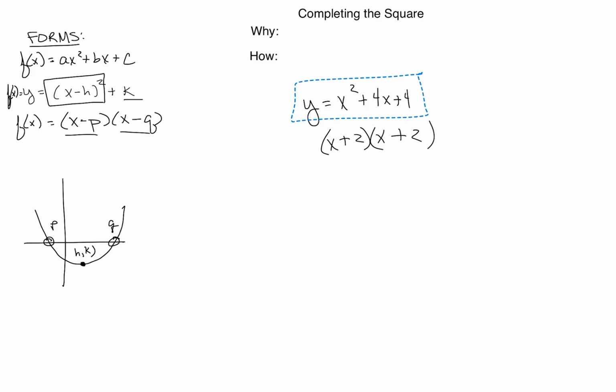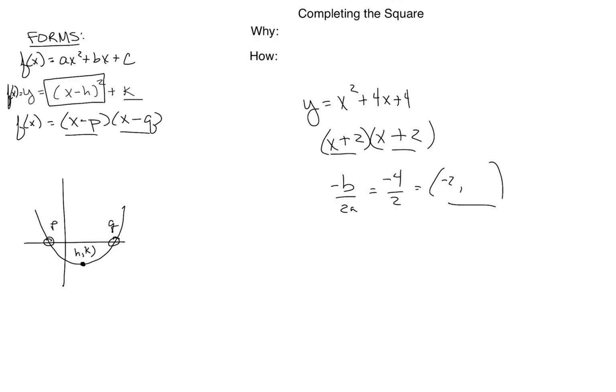And so first and foremost, yes, this is in standard form. We can use our negative b over 2a shortcut to find the x value of our vertex. But we can also ask ourselves, what factors of 4 add up to be 4? And we can say, oh, that's 2 and 2, and so we could easily factor this. So then right away, negative b over 2a gives us negative 4 over 2, or our x value is located at negative 2. We can plug it in, and we already have our vertex.